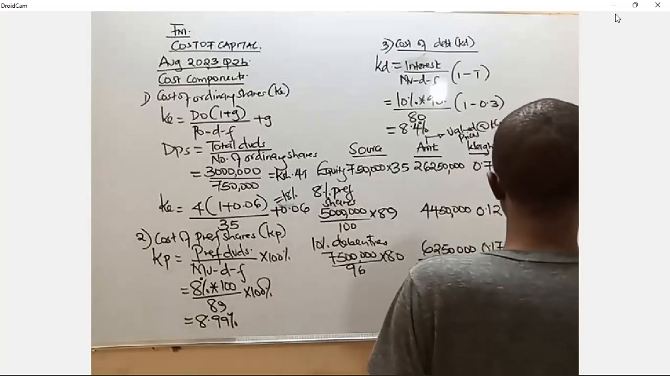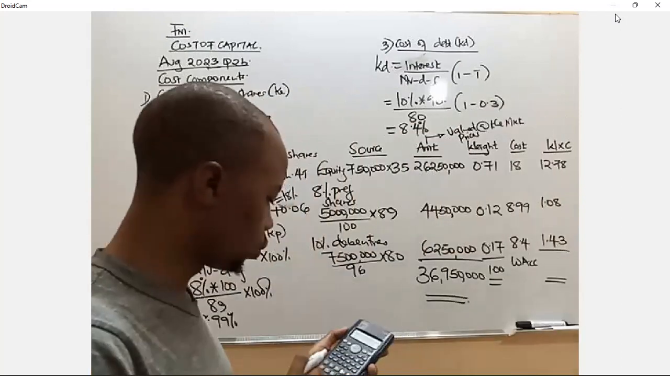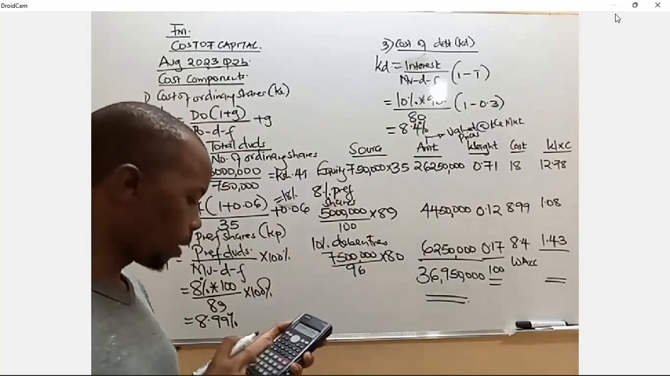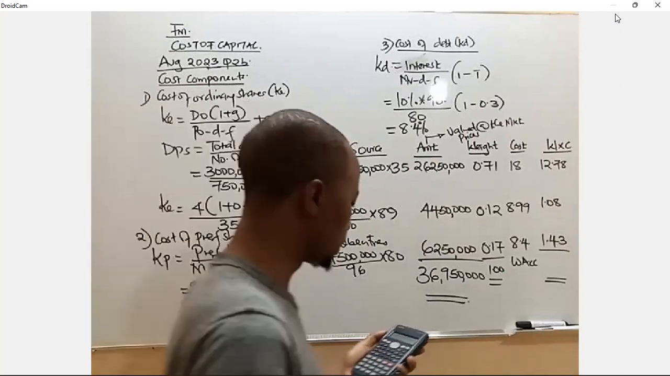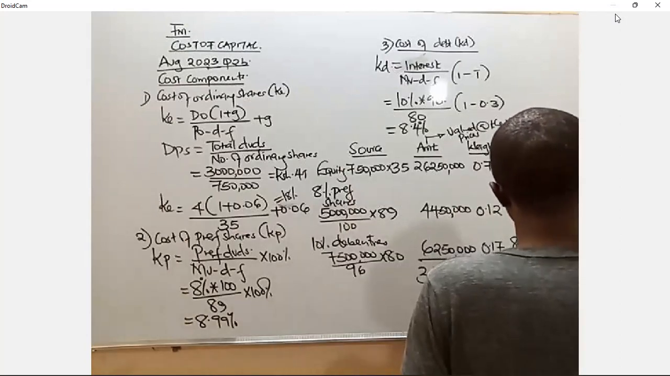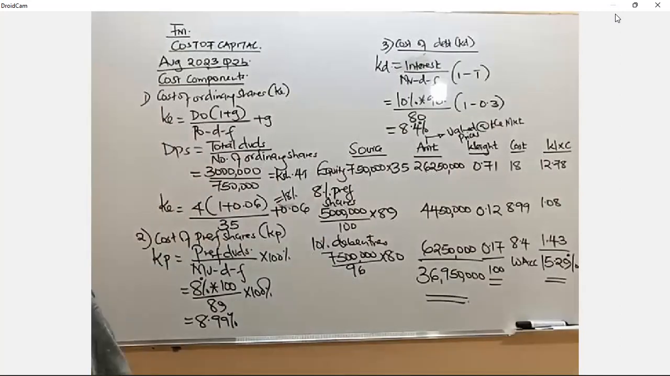So how much is our WACC here? 12.78 plus 1.08 plus 1.43, getting around 15.29%. That is how you compute WACC. For better understanding, let me look at another question.